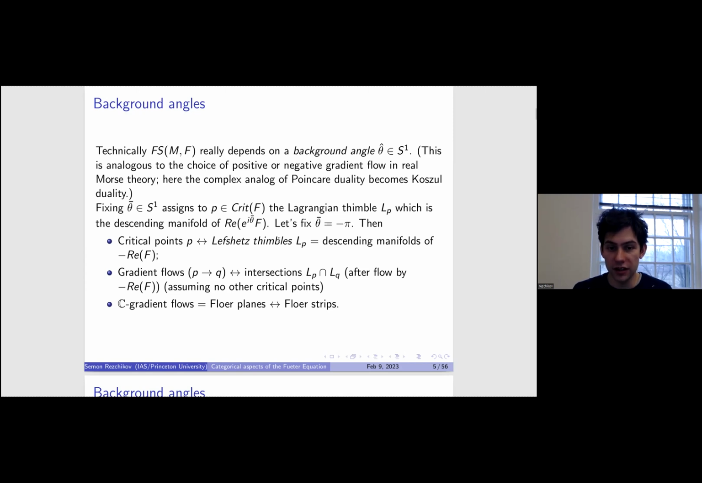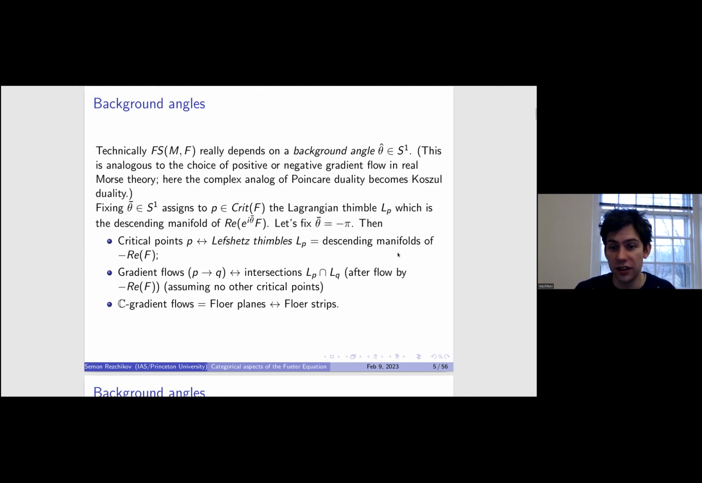Well, in the simplest settings, and I'll draw a picture in a little bit, these gradient flows are in bijection, or at least kind of cobordant to the number of intersections between these Lefschetz thimbles, if you make sense of this intersection number by pulling one forward. And then these complex gradient flows are some kind of solutions to Floer's equation on a plane. Those look like solutions to Floer's equation on a strip.